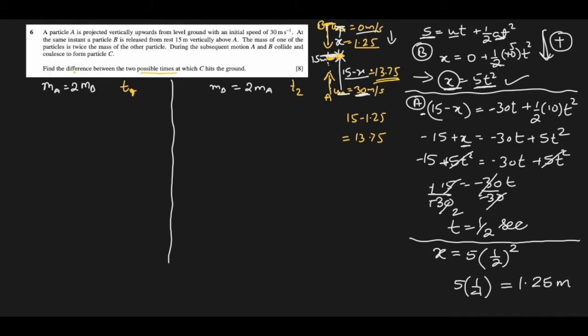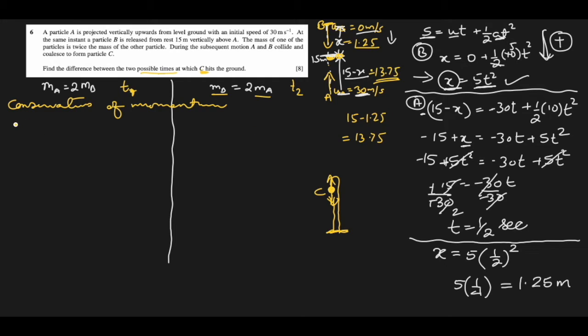Find the difference between the two possible times at which C hits the ground. Now they collide and become one point C. C will either go up after collision and fall down, or it will straight away go down and hit the ground. We don't know whether it's going up or down after collision. For that, we have to find the velocity v of C, and that will be found using conservation of momentum. Since we have two situations, either this or this, that will give us two velocities, and that's why we have to treat them separately.